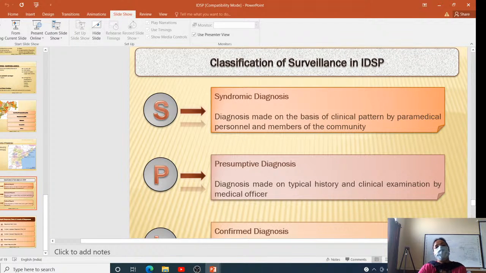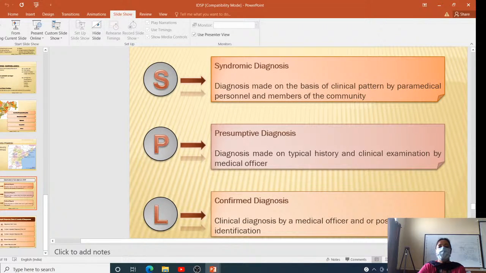So now look at the classification of surveillance in IDSP. There can be a syndromic diagnosis, which is diagnosis made on the basis of clinical pattern by paramedical persons or members in the community. There can be a presumptive diagnosis of disease, which is diagnosis made on typical history and clinical examination by medical officer. And finally, there is confirmed diagnosis, which is clinical diagnosis made by medical officer or positive laboratory identification.